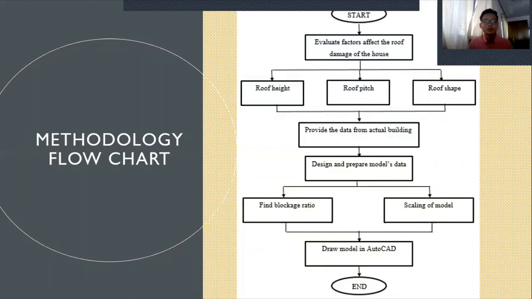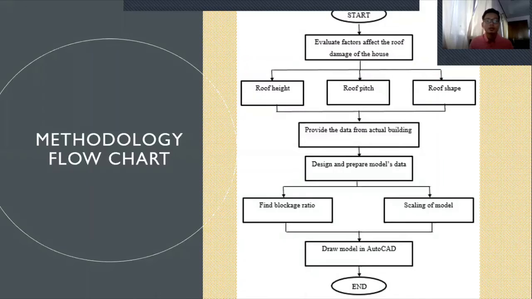For the flow chart, from the start, first I will evaluate the factors that affect the roof damage of the house, which are the roof height, roof pitch, and the roof shape. And then provide the data from the actual building, the dimensions and so on. And then design and prepare the model data. First, I calculate the blockage ratio. The blockage ratio formula is the area of the model over the area of the wind tunnel times 100%.